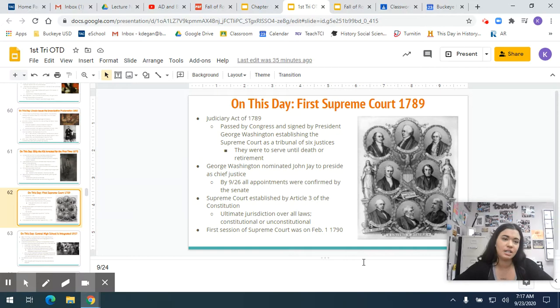You probably don't have a ton of knowledge of the Constitution yet. That's okay. And the first session of the Supreme Court was held on February 1st of 1790. So there's your original group of people with some of the more notable Supreme Court justices. And there might be a time where we talk more about that in the future.